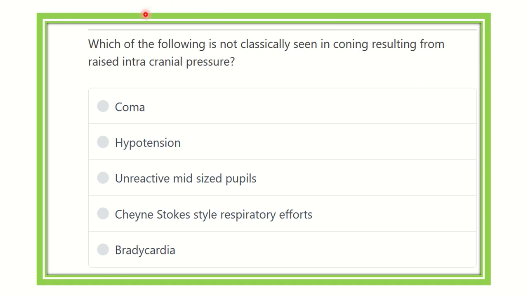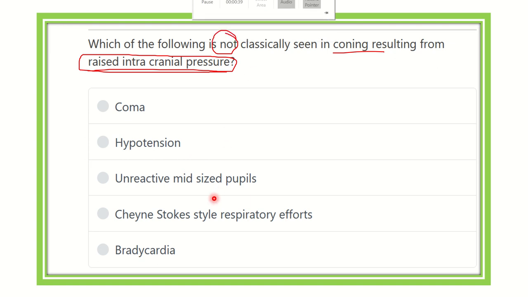This is the question: which of the following is not classically seen in coning resulting from raised intracranial pressure? So we have to find out which is not related to coning, and this coning results from raised intracranial pressure. We know that there is a definitive intracranial pressure. When the pressure increases to a certain level, then clinical features develop. Here the options are coma, hypertension, unreactive mid-sized pupil, Cheyne-Stokes style respiratory efforts, and bradycardia.